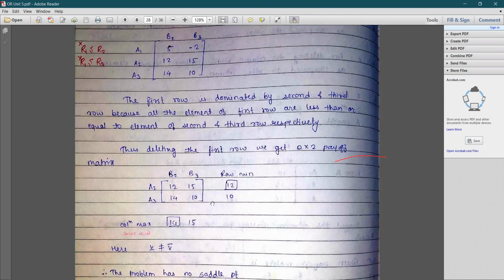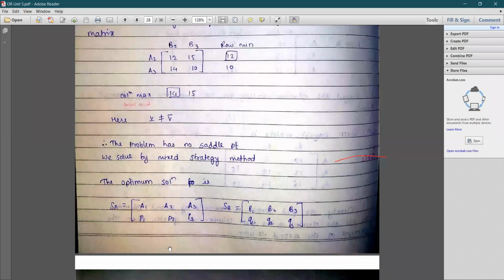And here we see that maximin is not equal to minimax, row minima is not equal to column maxima, and here v lower bar is not equal to v upper bar, and the problem has no saddle point, and we solve by the mixed strategy method.